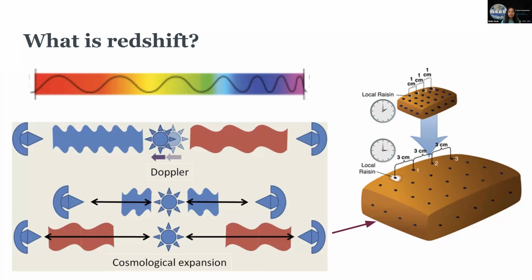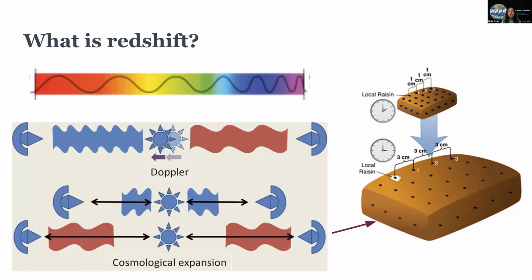This cosmological expansion differs from the Doppler shift because the objects are not moving away, but rather the space between them is expanding. The raisin bread diagram on the right demonstrates how this expansion works. The bread is a space which is expanding and causing the raisins, the matter within that space, like galaxies, to move away from each other.